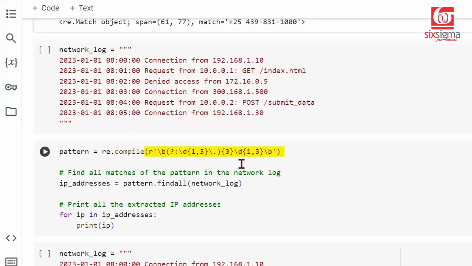And then finally we have a digit which could be anything from a single number to a number which has 3 digits. Like it could be 1, it could be 12, it could be 123. It could be anything like that. And then we have a word boundary. That's the kind of pattern that we are looking for. And then we are saying, let's find such IP addresses in the network log.